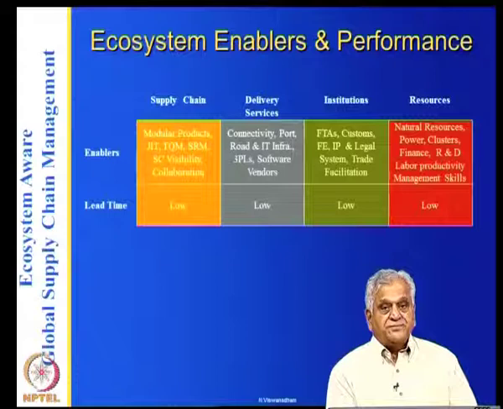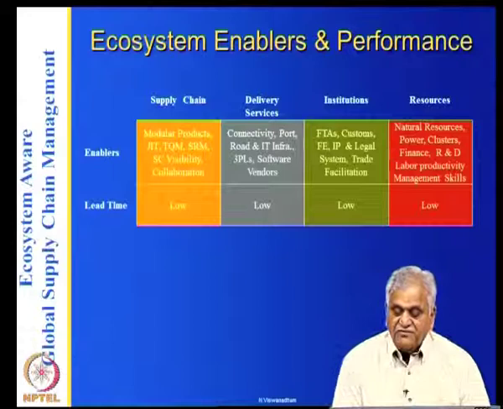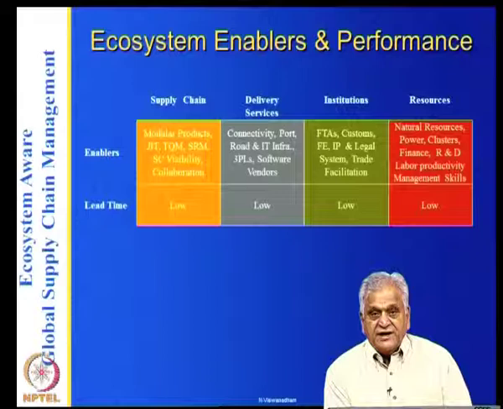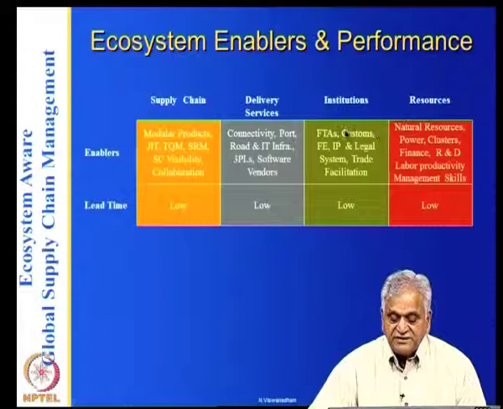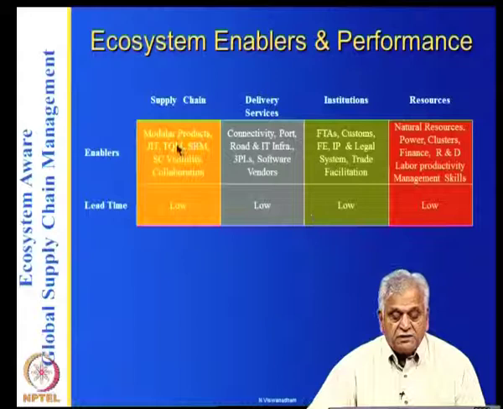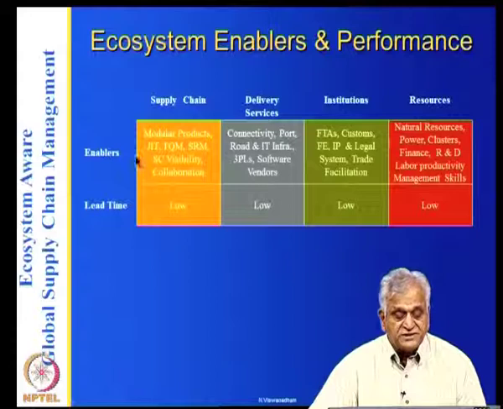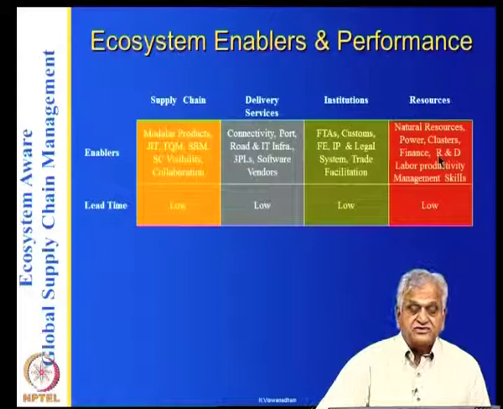But supposing I have, for example, finance problems. In other words, to get an LC, it takes one week. Then the resources here become medium instead of low. And similarly, if customs takes 8 days for clearance, then you will have a problem here. So these are all the enablers, which are good features of the supply chain. Of course, this depends. Supposing you are talking of a green supply chain, then these could be different. We'll be doing that in future classes. And the lead time is low if everything is good.